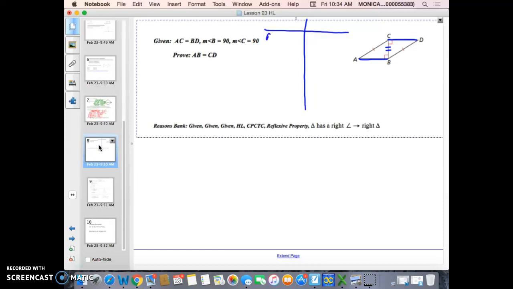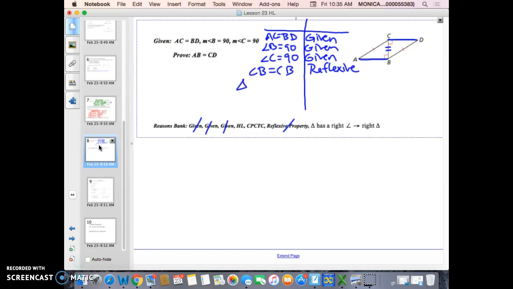The first thing I'm going to write is AC equals BD, that's given. Angle B equals 90, given. Angle C equals 90, given. All right, now I'm going to say that side CB equals CB, and that's going to be my reflexive property. So I've used given, given, given, and the reflexive property.